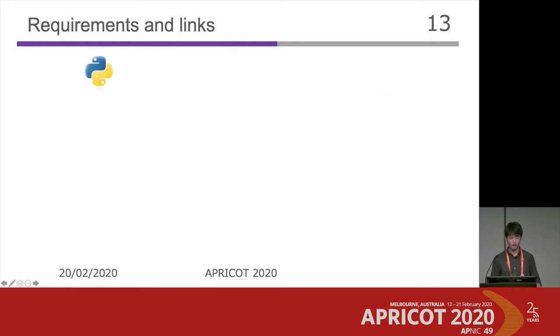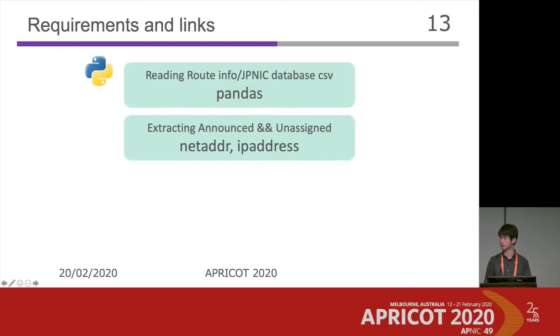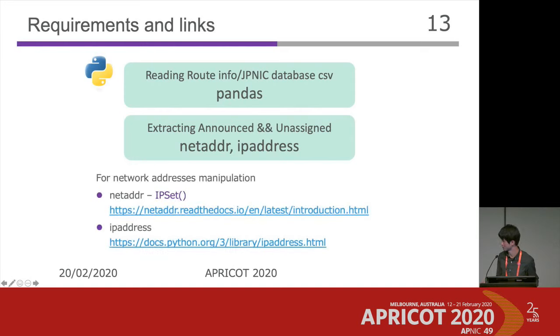Now I'm introducing the requirements and links. For reading route information and the JPNIC database CSV, we use Pandas, which is quite famous, so I'm not explaining it. But for extracting announced and unassigned IP addresses, these two, netaddr and IPy, are the essential ones, specifically netaddr, because it has the IPSet function, which enables an easy calculation of set difference or intersection of two IP prefixes.